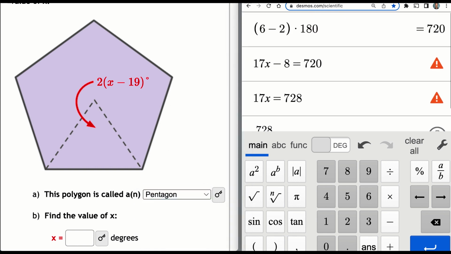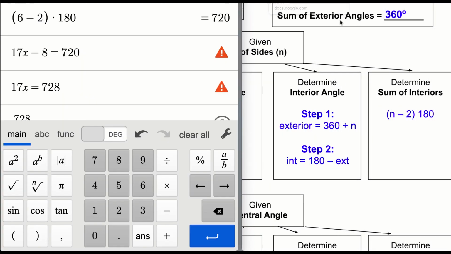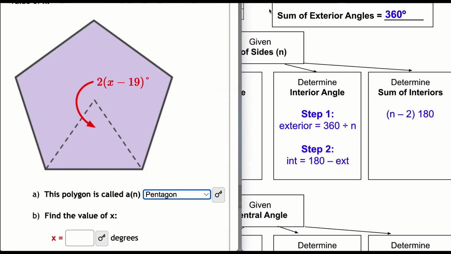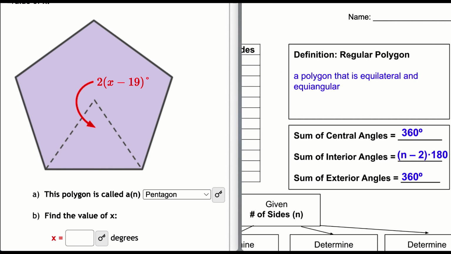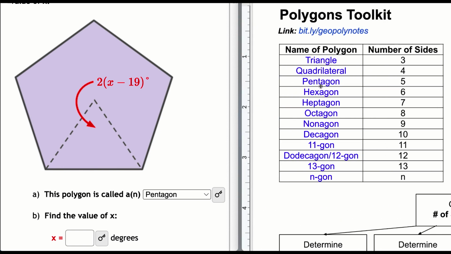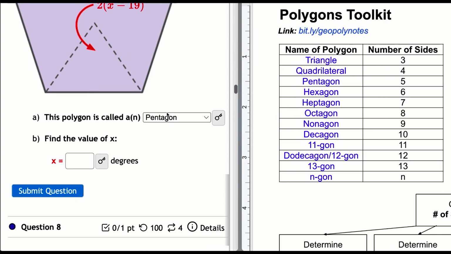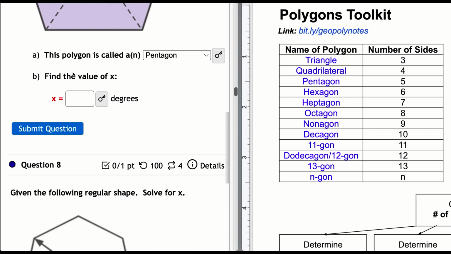If you didn't know the name of that, you would go to your note sheet. The note sheet would have told you the name of a shape with 5 sides. You just go over here, 5 sides, pentagon. Your note sheet will be very useful for you during the test.